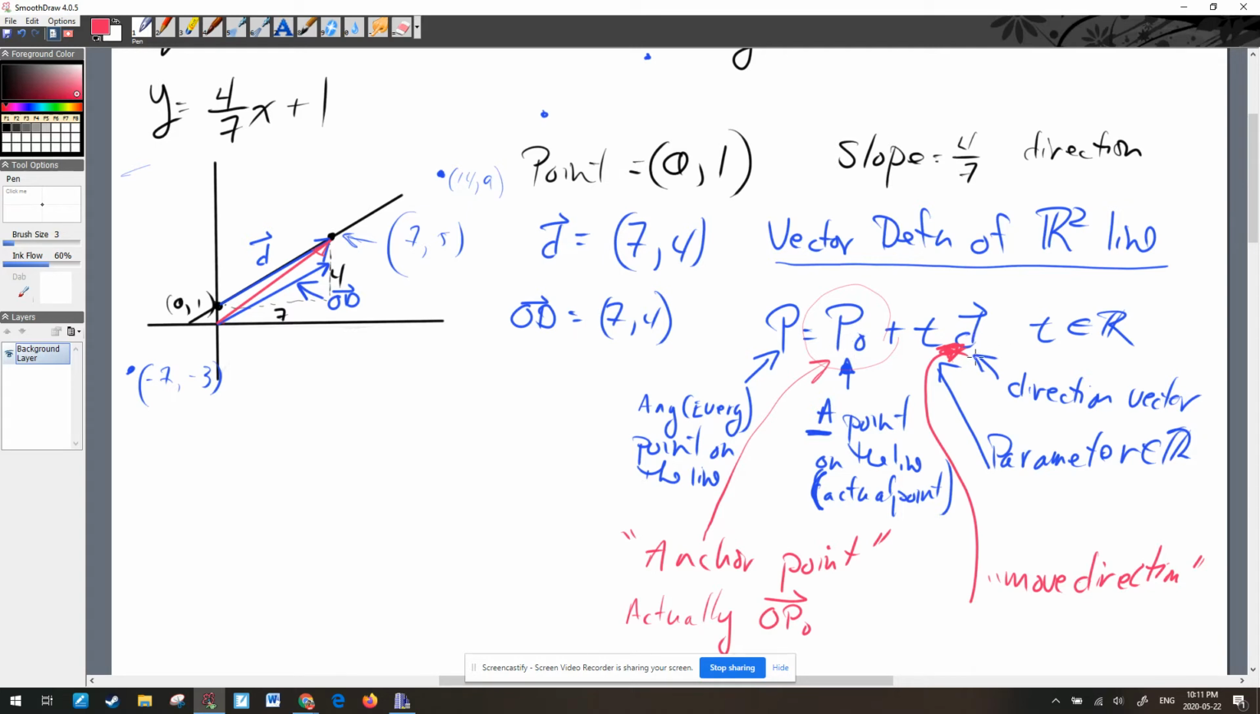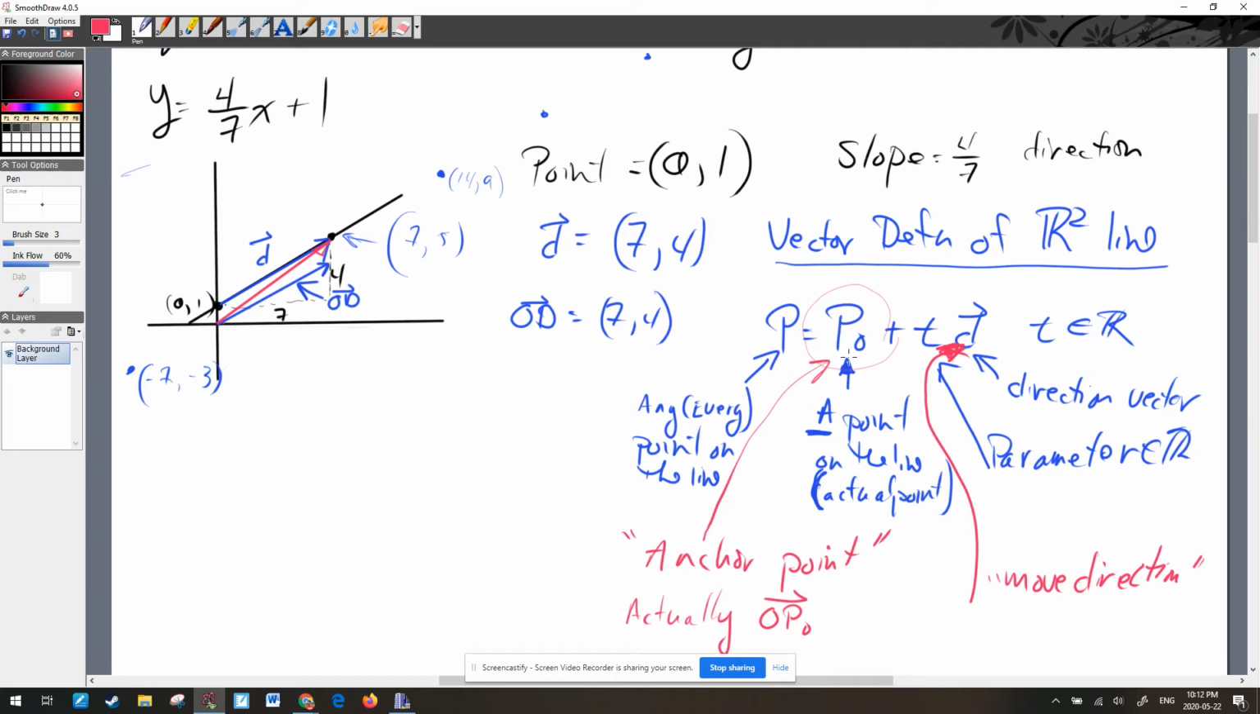Now, I never, ever, ever think about it like that other than when I'm teaching it. I totally think of this as being a point on the line that I then can add a direction vector to go from there. And it works. But the true definition is you can only add a vector to a vector. So that's why it's actually OP naught, not just P naught.